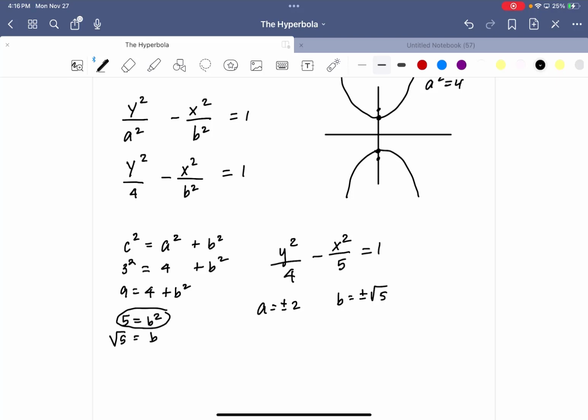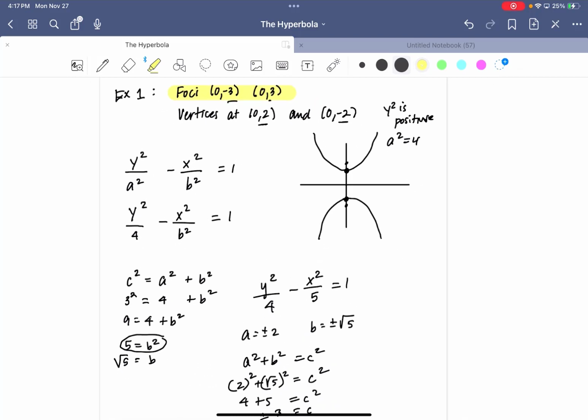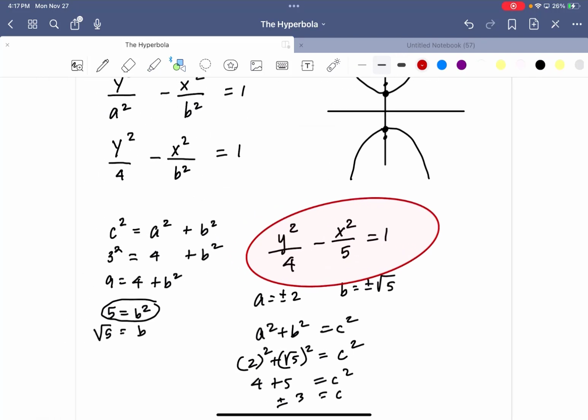In terms of the graph, that makes sense because we've got our (0, 2) and our (0, -2). And remember, a squared plus b squared has to equal c squared, so that would be 2 squared or -2 squared plus the square root of 5 squared has to come out to c squared. That's 4 plus 5 is c squared, so c would be plus and minus 3. And that was the foci that we were given. So our final answer on that one would be y squared over 4 minus x squared over 5 equals 1.